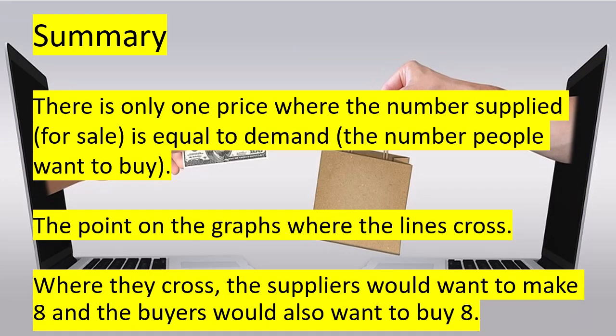So, summary, there is only one price where the number supplied for sale is equal to the number demanded, the number people want to buy. And that's the point on the graphs where the lines cross. Where they cross, the suppliers would want to make 8, and the buyers would also want to buy 8.